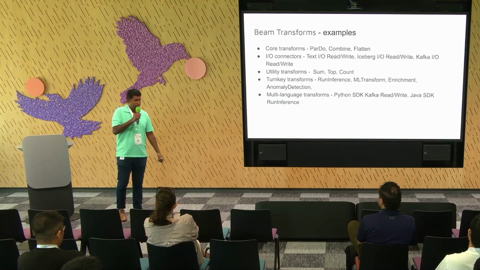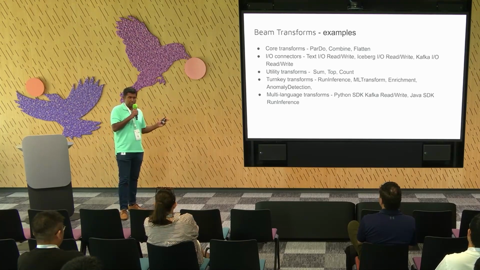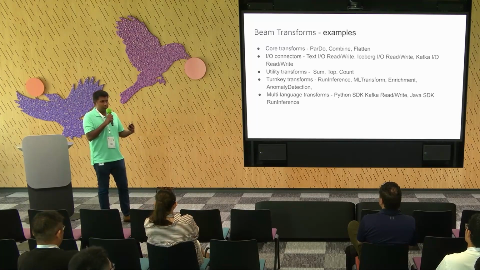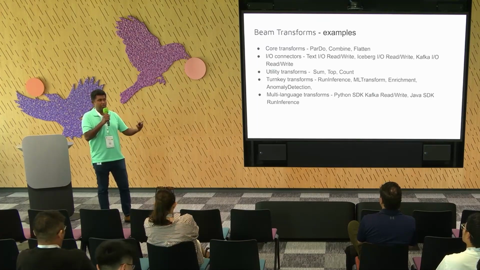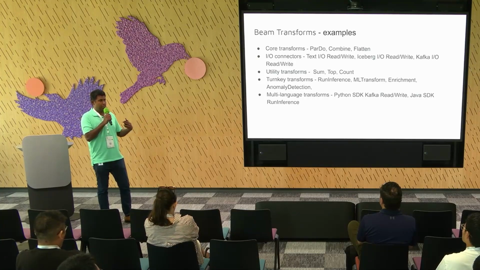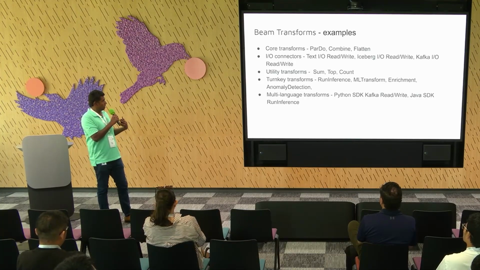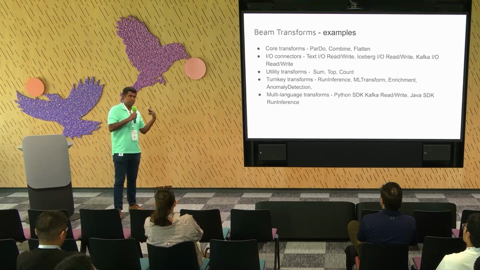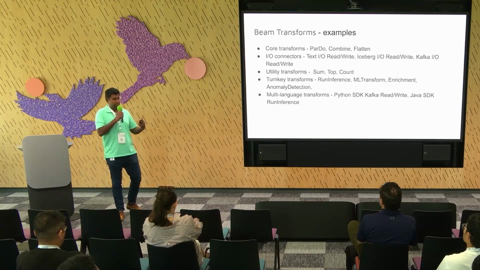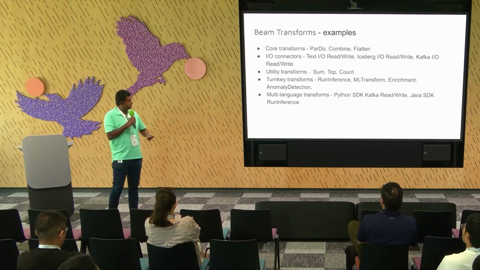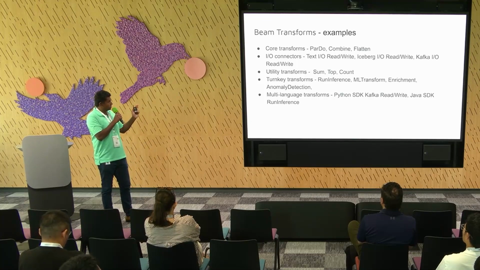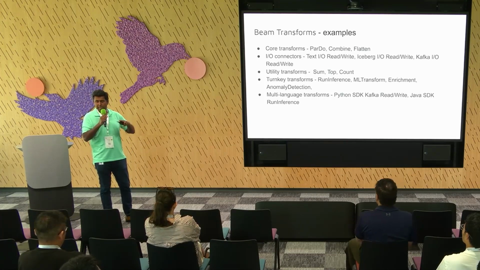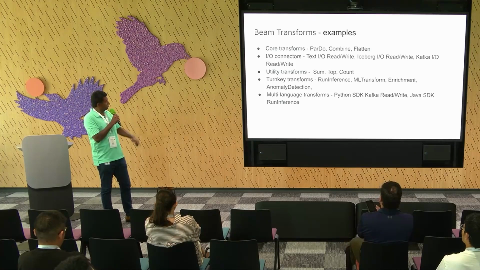Beam also has a concept called multi-language transforms, also known as cross-language transforms. These are transforms actually implemented in other languages, other SDKs, that are available to a certain SDK. So for example, if you use Kafka read and write from Python, they are multi-language transforms because the actual implementation is in Java. And if you use RunInference from Java, that's again a multi-language transform because the actual implementation is in Python.